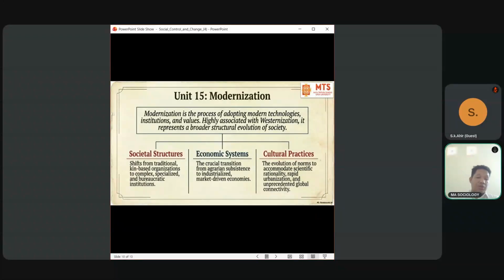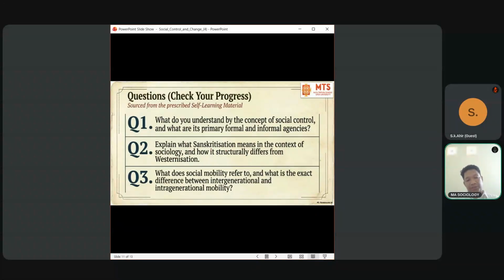Just try to go through all these slides, and we will discuss after this lecture if you have any queries. These are the major questions. Check your progress: What do you understand by the concept of social control, and what are its primary formal and informal agencies? Explain what Sanskritization means in the context of sociology and how it structurally differs from westernization. What does social mobility refer to, and what is the exact difference between intergenerational and intra-generational mobility?